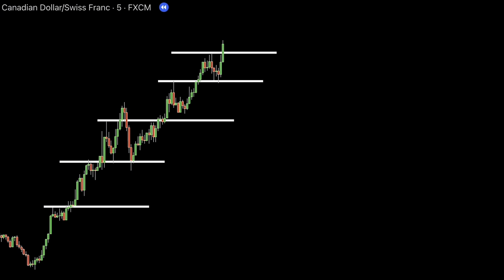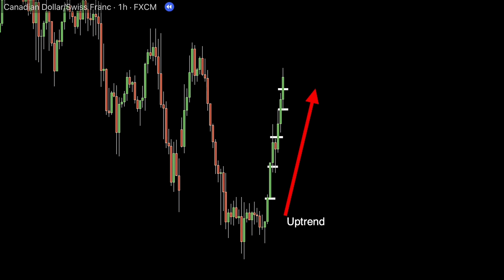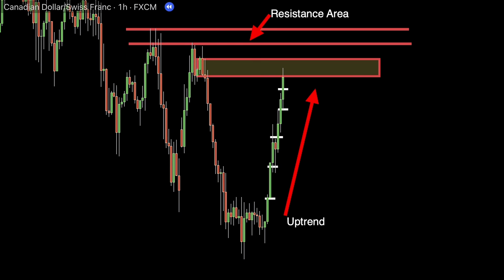Let's take a look at the Canadian dollar Swiss franc 5-minute chart. Here we see the market trending up strongly, breaking through resistance levels that then turn into support. It's tempting to think this upward trend will continue, so we might feel like jumping in for a buy trade. But let's check the 1-hour chart before we commit. On the hourly, the market is indeed in an uptrend, but it's approaching a major resistance level and a strong supply zone. These higher time frame levels act as potential reversal points where price could turn down sharply.